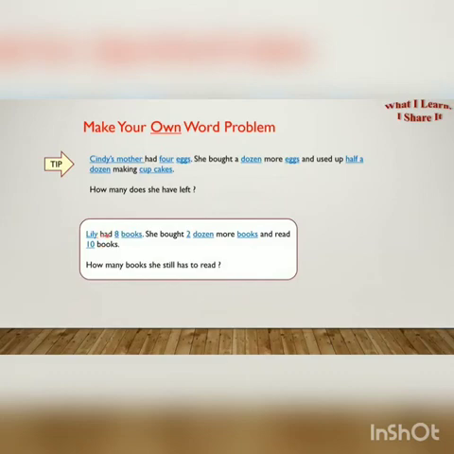This is mine. Lily had 8 books. She bought 2 dozen more books and read 10 books. How many books she still has to read? So what are you waiting for? Pause the video and create and solve your own word problems.